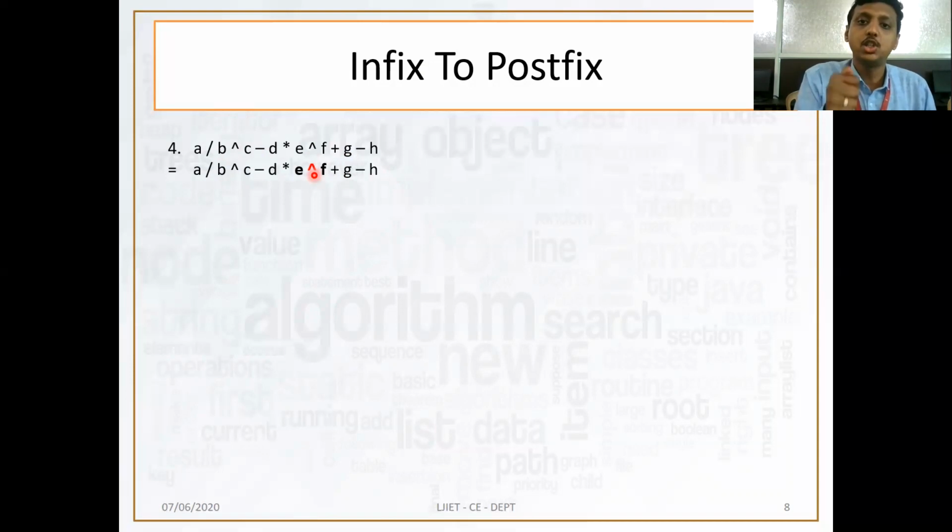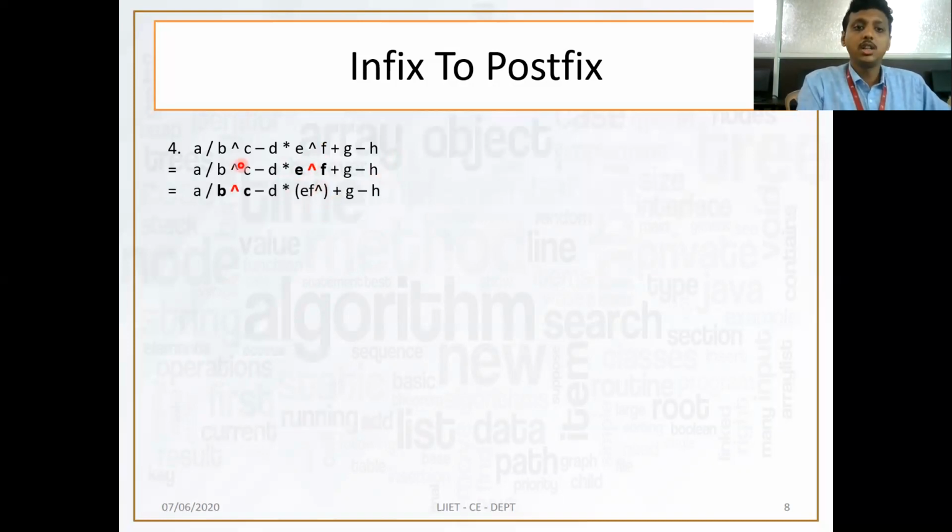Because it's an exponential operator. Watch out for the points to remember. In that we have written that in the exponential operator, if the precedences are same, then we should move from right to left. So the right position is E caret F. So it will be executed first. It will become E F caret.